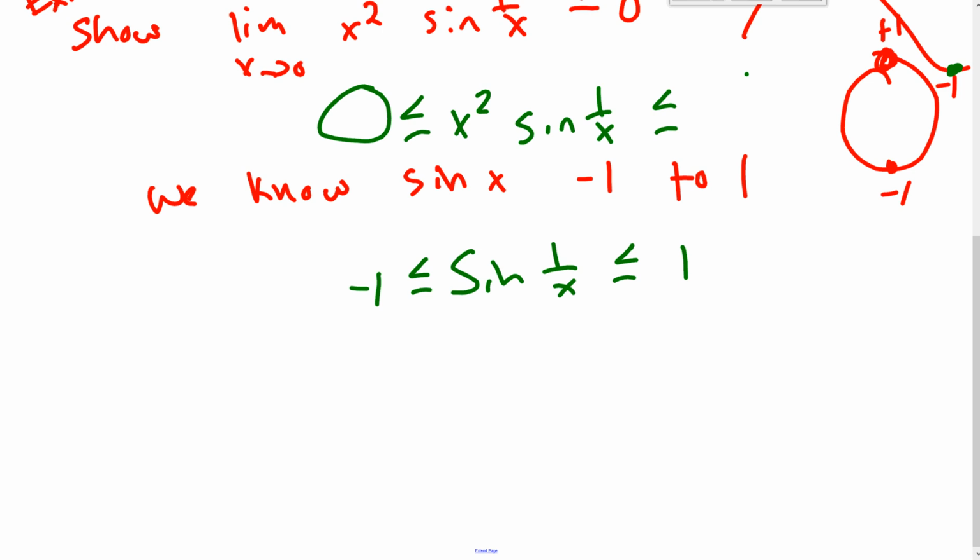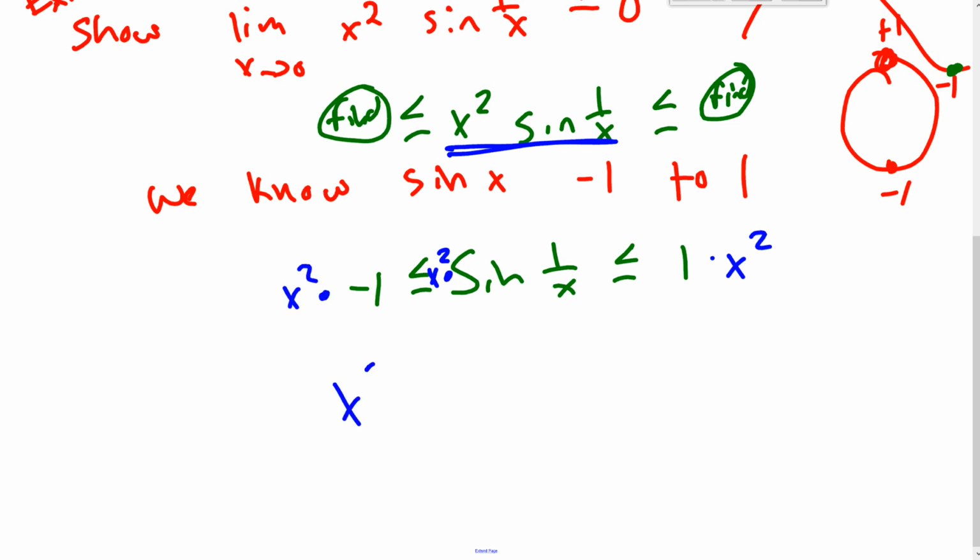So now I have sine of 1 over x going from -1 to 1, so now I have these functions out here defined. I need to come up with this middle function. Well, what do I need to do that? I need to multiply both sides by x squared, so I multiply this by x squared and this by x squared. So that'd be -x squared is in between x squared sine 1 over x and x squared. So there are my two functions, -x squared and x squared.